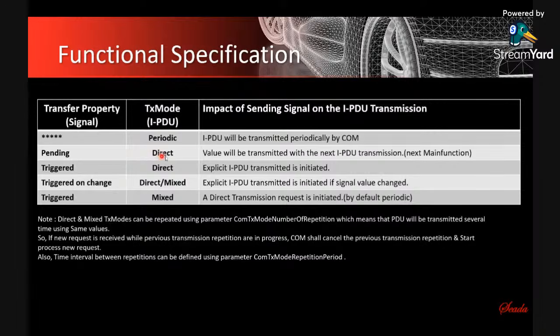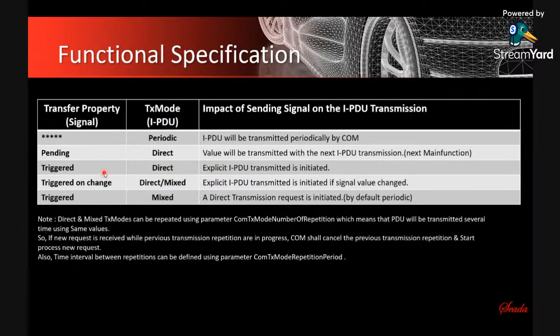Let's see the next thing we have here. If this IPDU is in direct transmit mode, then what is going to happen? If the signal is pending, this means that the value will be transmitted in the next IPDU transmission. The application will trigger the transmission of the signal, but nothing happens. It's just going to update the COM signal object in the COM, and in the next main function, it will be transmitted when it's requested from the IPDU trigger transmit.